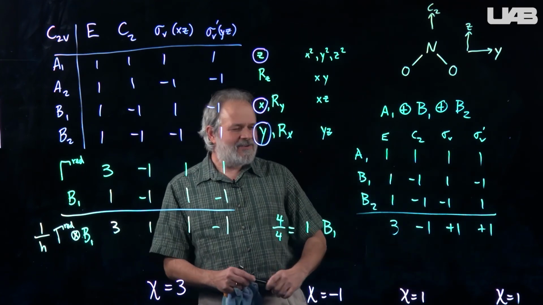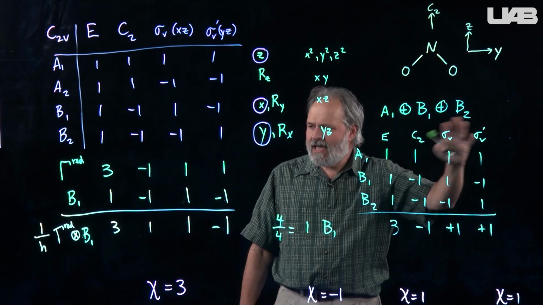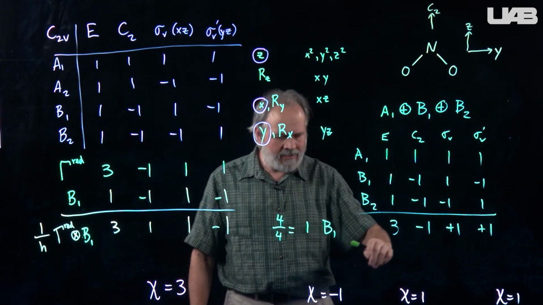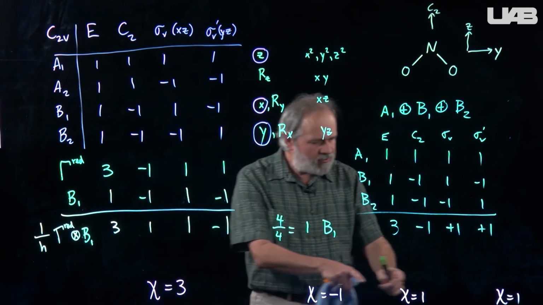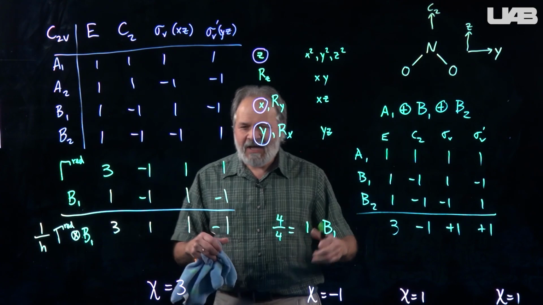Amazing. That's how you can check your decomposition. You take however many of each irrep you think there are, add them all together, and you should get your original reducible characters back. That's it. Done.